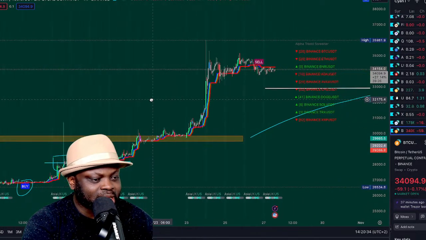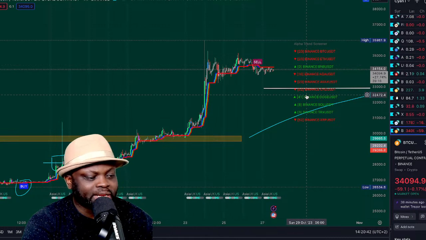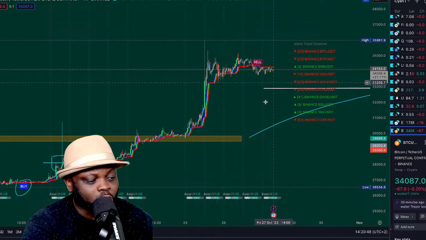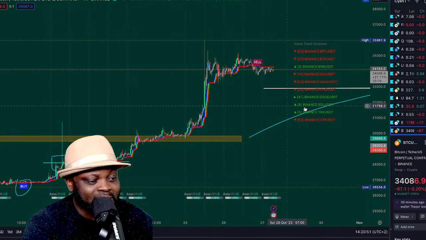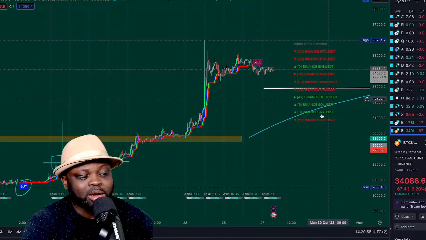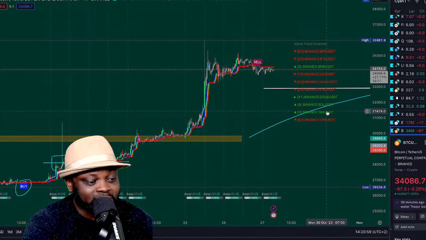You can see this, the alpha trend screener. So this is the screener. It tells you which coin is doing well on different time frames. Like on the 1 hour time frame, it seems as if BNB is in an uptrend. Doge is in an uptrend. Solana is in an uptrend. TRX, that's Tron, is in an uptrend.